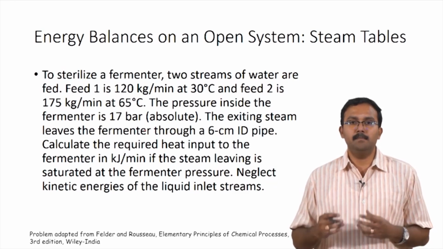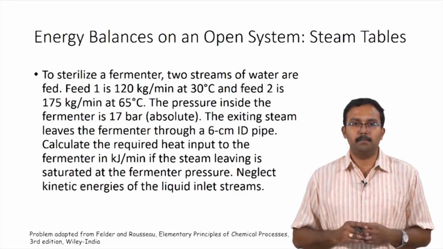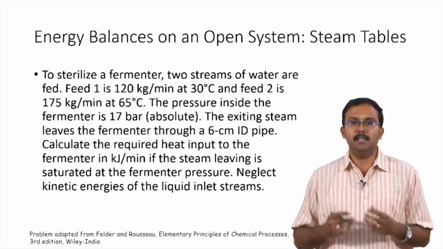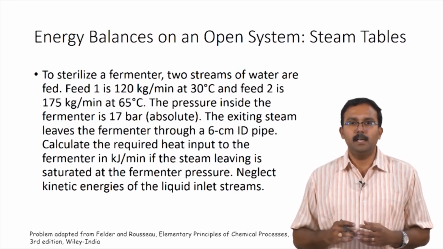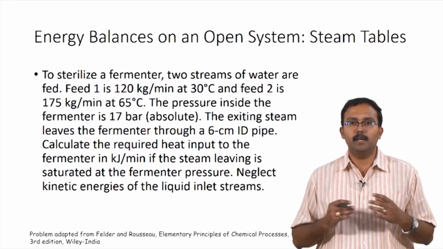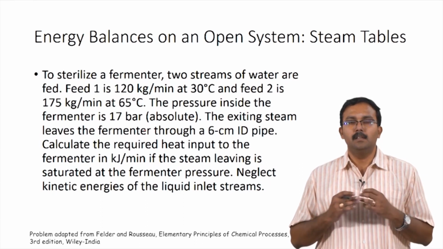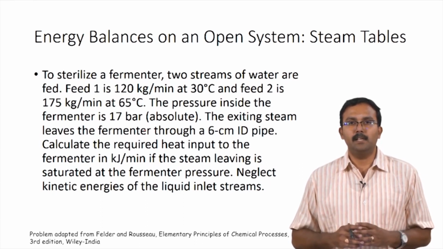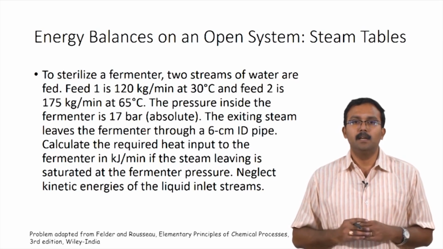The exiting steam leaves the fermenter through a 6 centimeter inner diameter pipe. Calculate the required heat input to the fermenter in terms of kilojoules per minute if the steam leaving is saturated at the fermenter pressure. You can neglect kinetic energies of the liquid inlet stream. If you read the question carefully, we have all the information about the streams which are coming in and leaving the system.